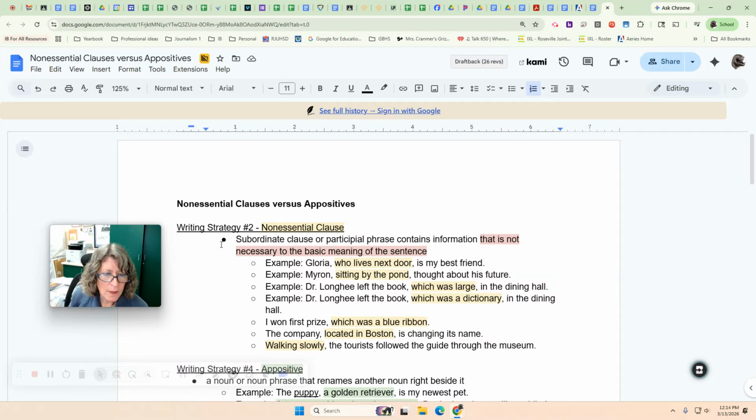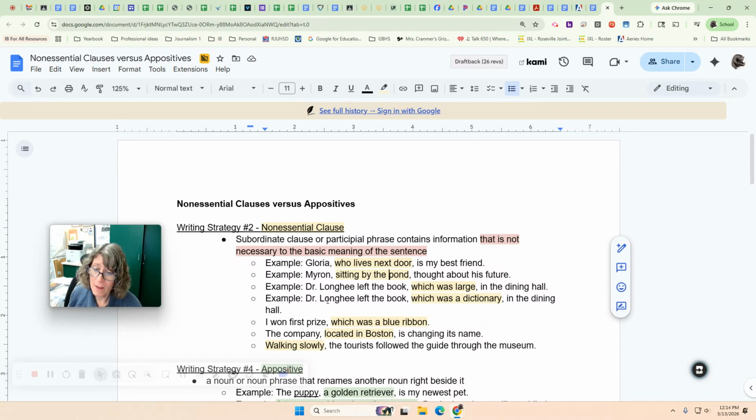So first of all, let's review the non-essential clause. The non-essential clause, the fancy language, is that a subordinate clause or a participial phrase contains information that is not necessary to the basic meaning of the sentence, right? So in all of these examples, the part that's highlighted is the non-essential clause. Like the first one, Gloria, who lives next door, is my best friend. I could have the sentence, Gloria is my best friend, whether or not I have who lives next door in the middle of it. That's extra information that's nice to know.